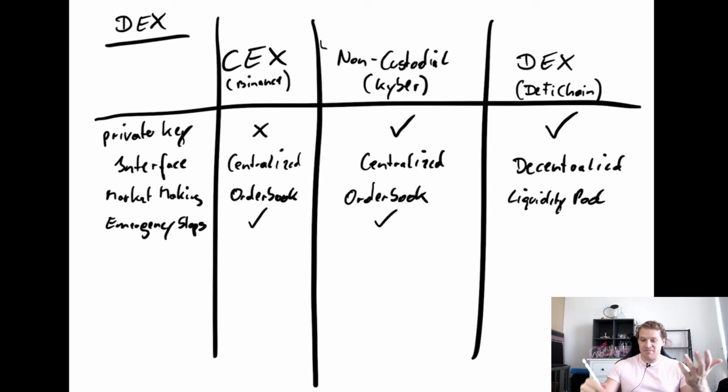On a true DEX, there is no emergency stop. So there's no way to stop this. Again, this can have upsides, can have downsides, but this is what true decentralization is.